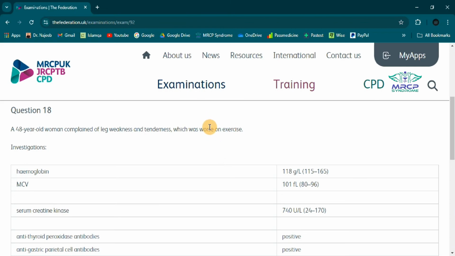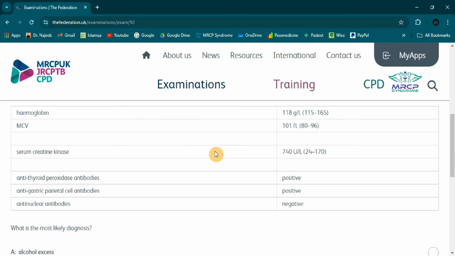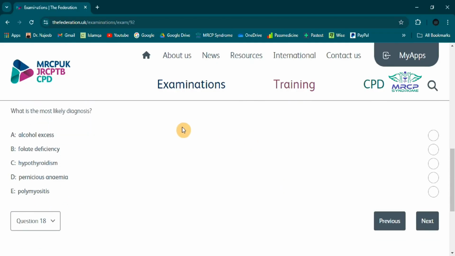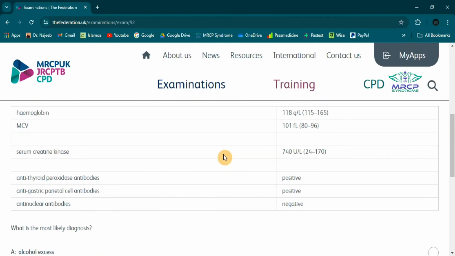And worse on exercise also suggests a myopathic process where the muscle fatigue and pain are more pronounced following the exertion. And regarding the investigation, the patient is having elevated creatinine kinase. Elevated CK is often seen in hypothyroid myopathy due to an underactive thyroid, where the muscle breakdown will release the CK into the bloodstream. The patient is having features of macrocytic anemia, and hypothyroidism can cause macrocytic anemia due to impaired RBC production. But it can also be explained by other conditions like folate deficiency as well as pernicious anemia. Positive anti-TPO antibody is strongly suggestive of autoimmune thyroid disease, most commonly Hashimoto's thyroiditis, which is the most common cause of hypothyroidism.